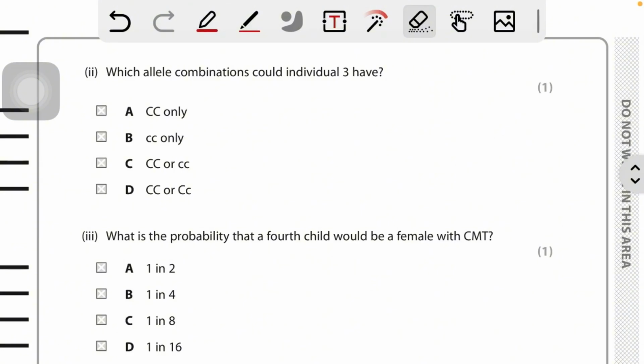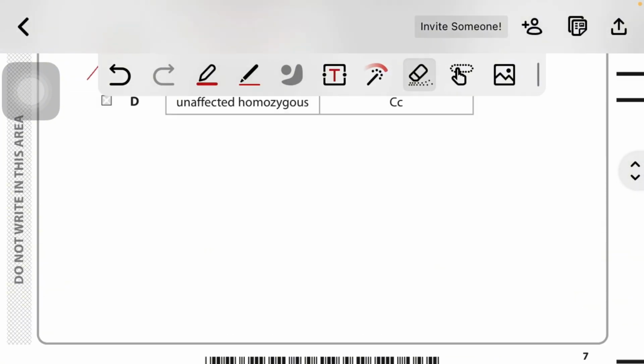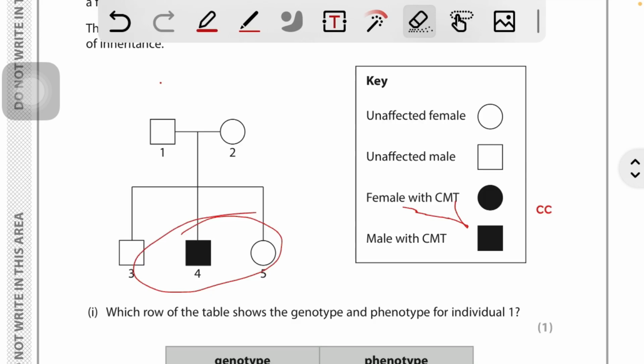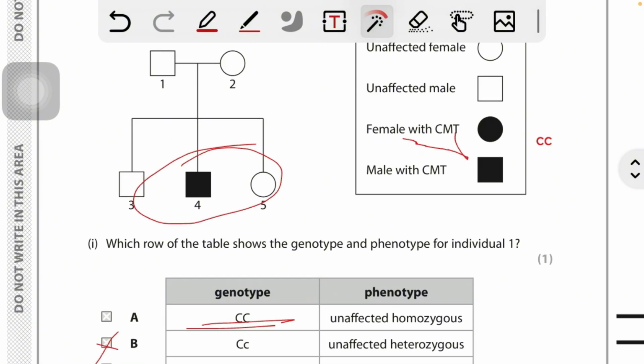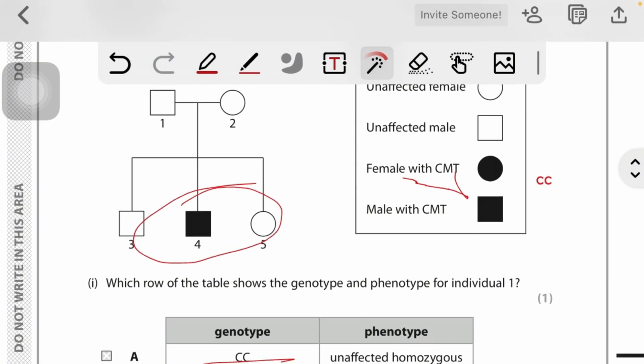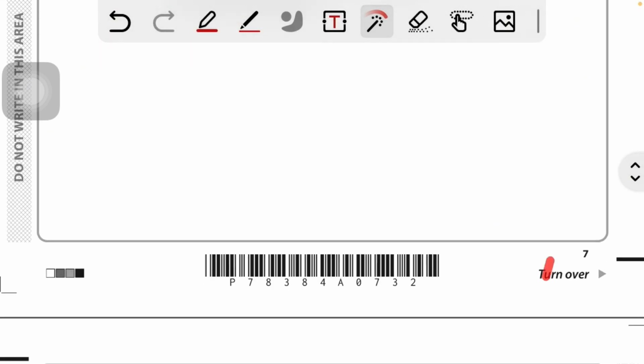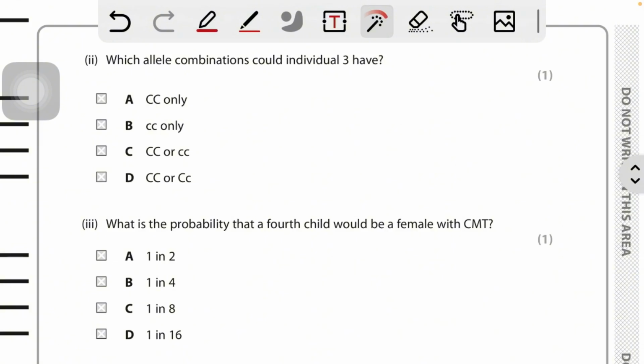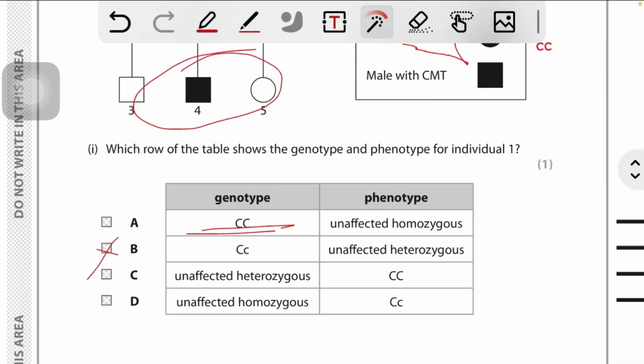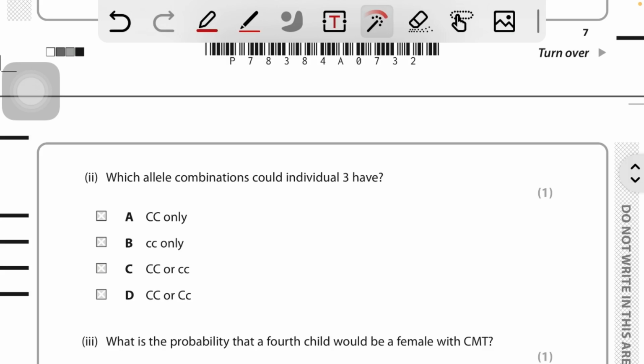Which allele combination could individual 3 have? So this is individual 3, and what allele combination can it have? As both of the parents are carriers, like they have a capital C and a recessive, a small letter c, which are carriers of the disease. So but Cc is not affected, but both are carriers, so this is not possible, this is also not possible, this is also not possible because cc is the disease one. So the correct answer is D.